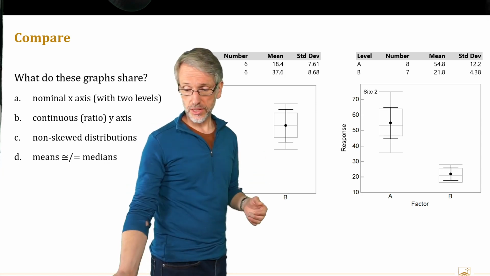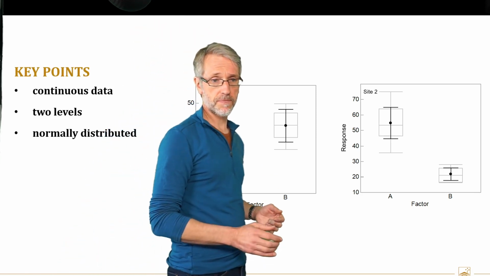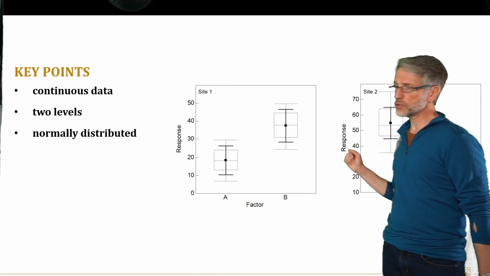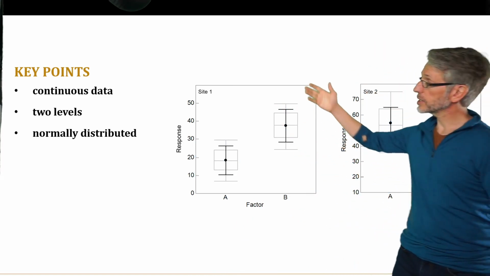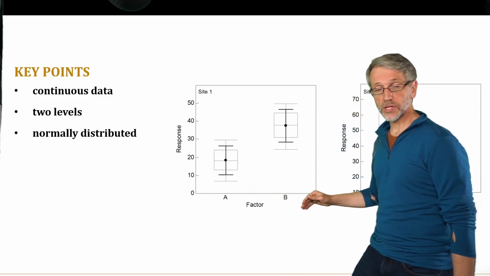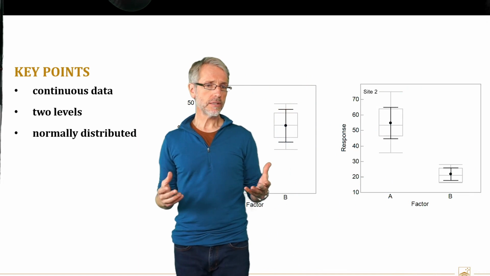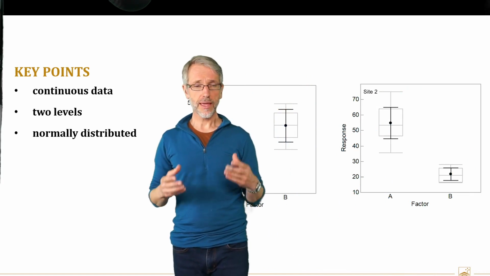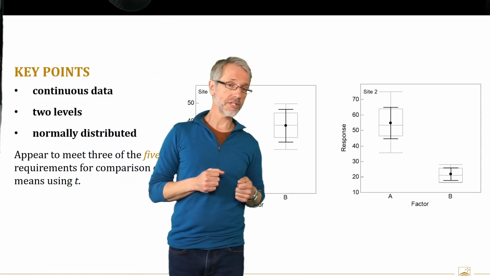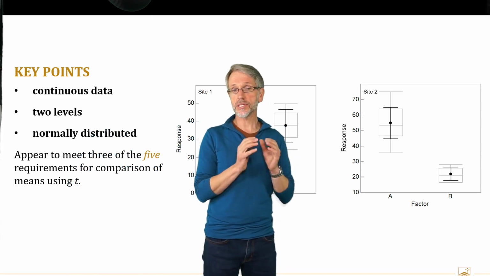All right, so we're starting to see quite a lot looking at our simple box plots. So there are a couple of key points to take away. First of all, we're looking at two plots of continuous data on the y-axis. Both of them have two levels on the x-axis, and both of them include data that appear to be normally distributed.